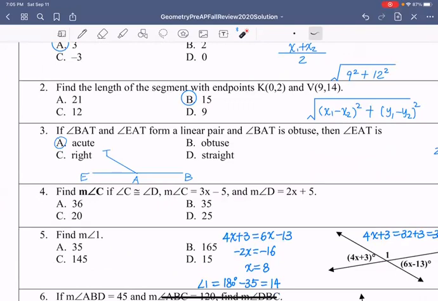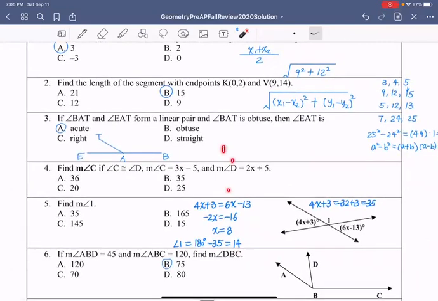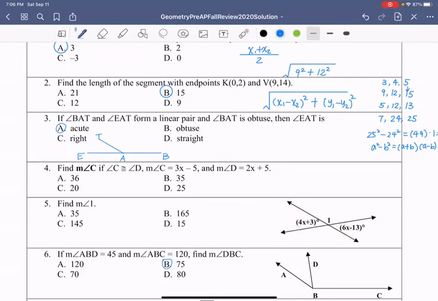Albert. Those easy questions I will skip, and let's do number 5. Albert, let's try number 5. Go ahead. These two are equal, right? So let's make them equal. 4x plus 3 equals 6x minus 13.